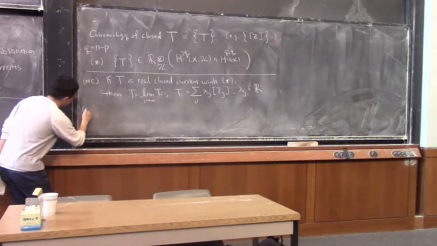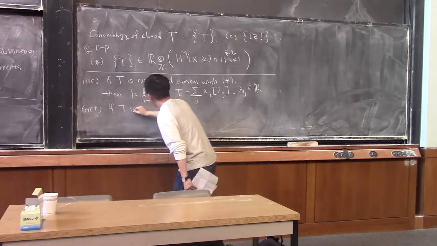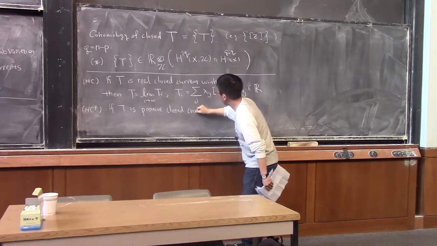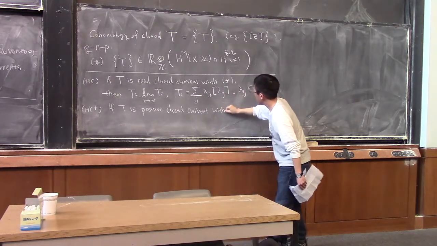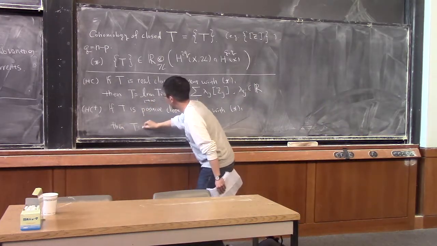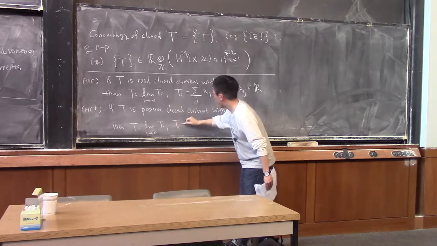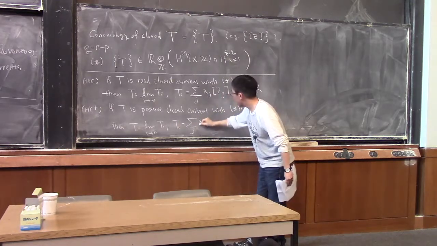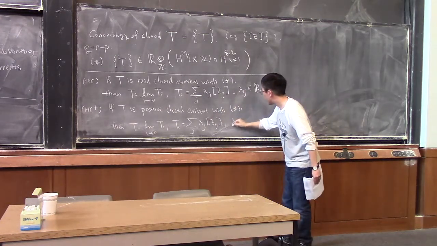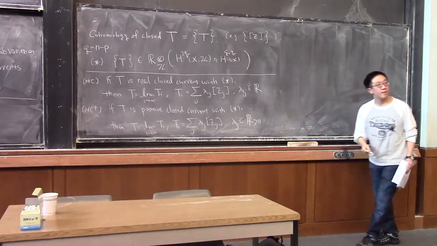And similarly, you could also wonder whether, if I have a positive closed current T satisfying this homological condition star, T is a limit of currents T_i, where T_i are now positive linear combinations of currents associated to subvarieties, where lambda_ij are this time positive real numbers.